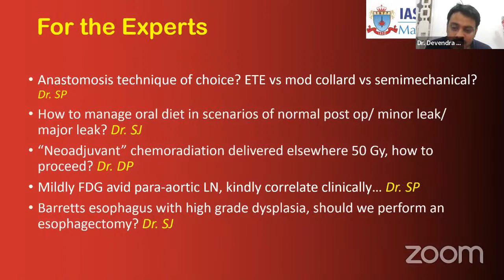If it is in the upper thoracic esophagus, then it's a different situation. But if it is confined to the lower thoracic or GE junction tumor, then certainly I will go in for surgery, and rather I would like to go in earlier before fibrosis sets in. The longer we wait, the longer there is a risk of fibrosis.